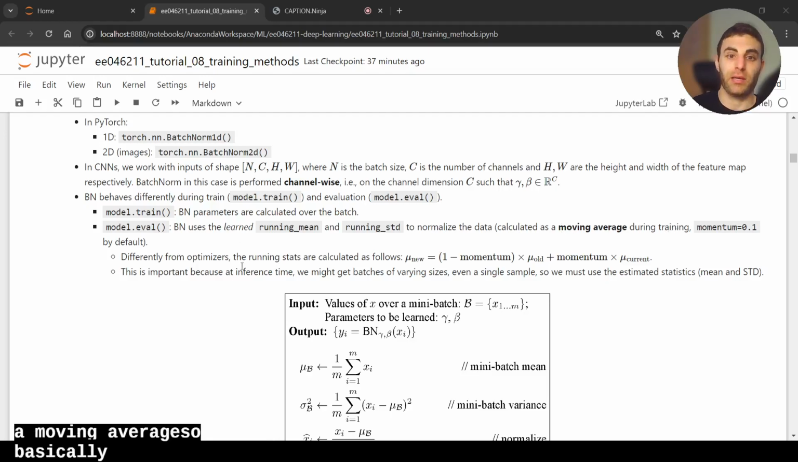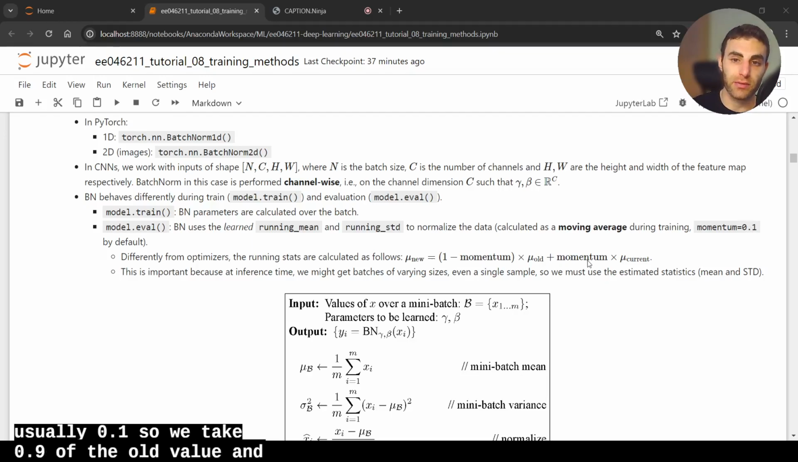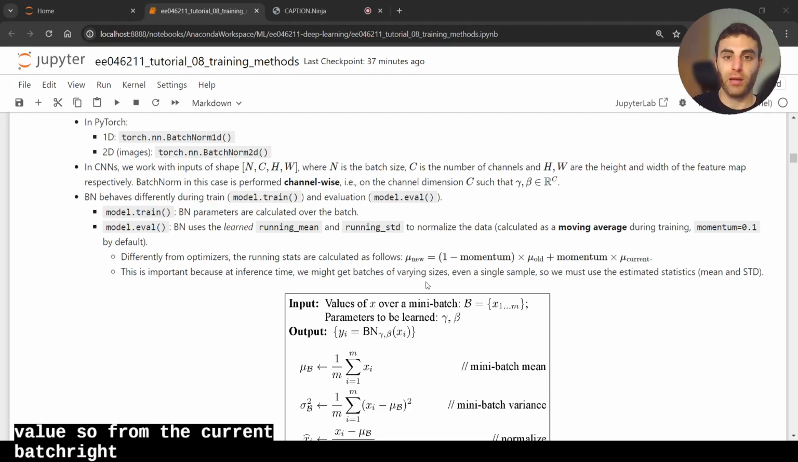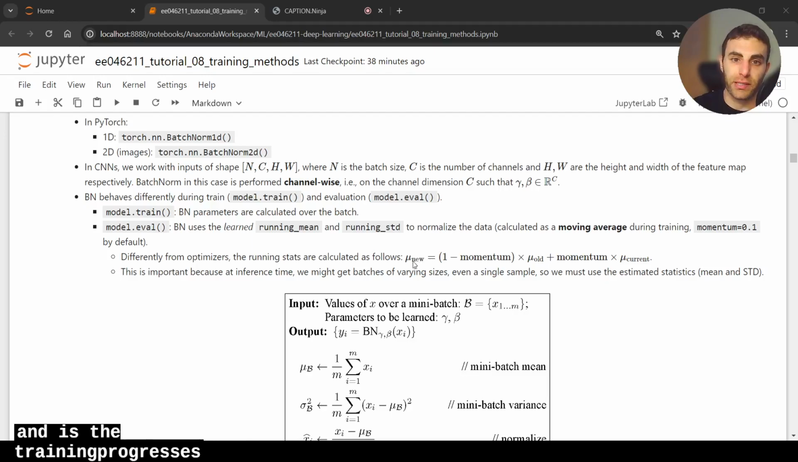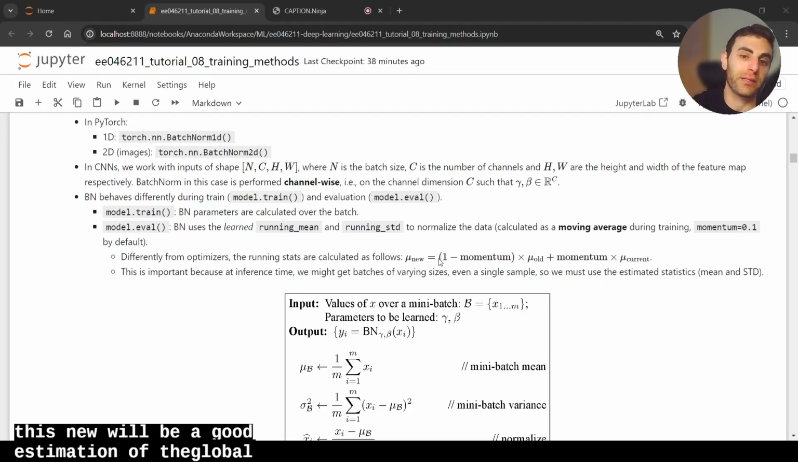So basically, we are calculating the new mu and sigma by using a momentum parameter, which is usually 0.1. So we take 0.9 of the old value and add 0.1 from the new value, so from the current batch, right? And basically, this should stabilize as we see more and more examples and as the training progresses. And hopefully this mu will be a good estimation of the global mu of the entire data, right?